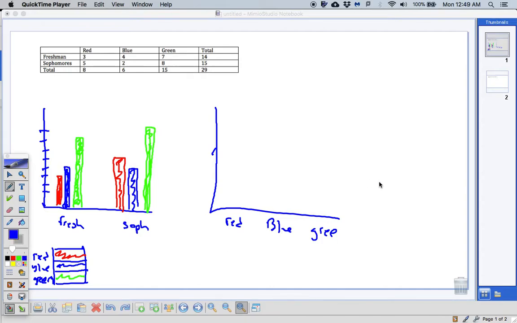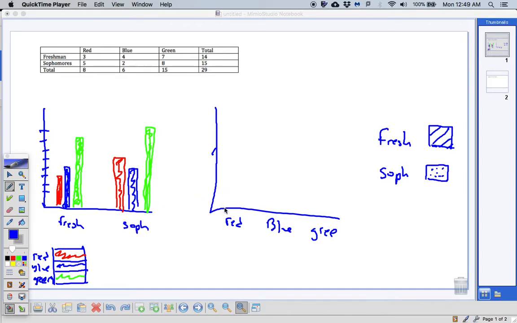So I'm going to go make my key over here. So we need freshmen and sophomores, and this time I'm going to use a key where we don't use 2 different colors. So you can see the difference here. I'm going to do the freshmen, I'm going to have diagonal lines. And for the sophomores, I'm just going to use dots.